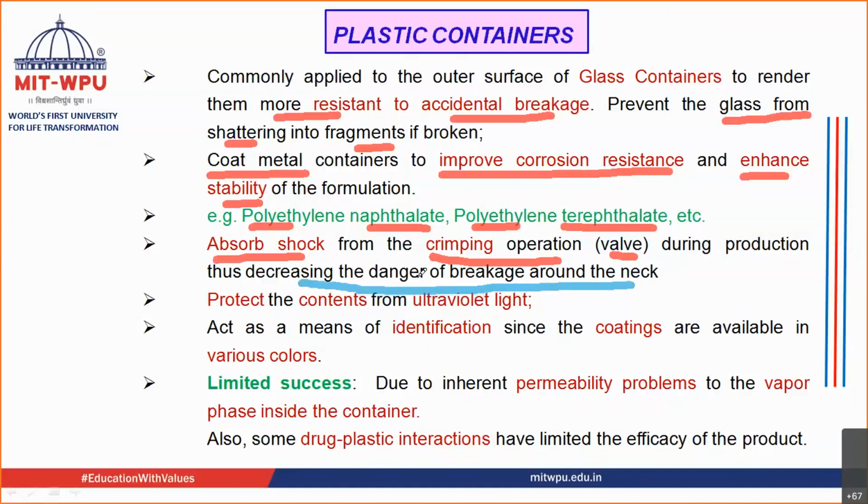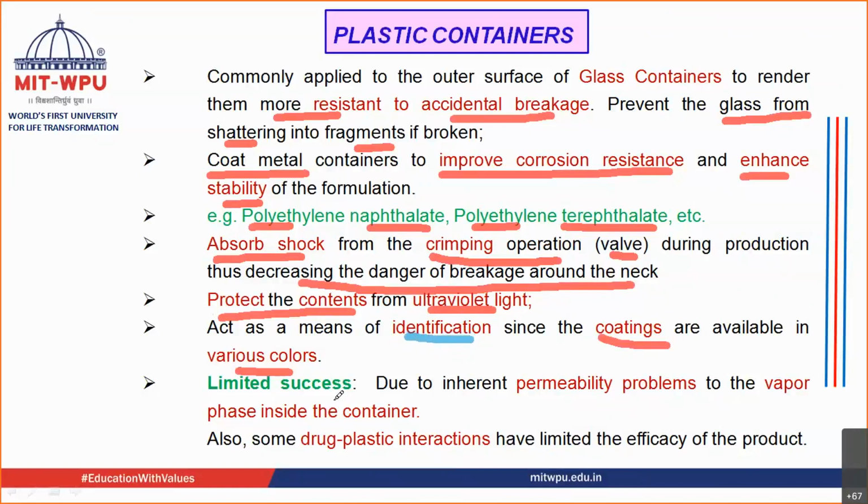Plastic also gives you an additional advantage that it protects the content from UV light. If you have a glass container, it is going to get exposed to UV light, and it may spoil or degrade your formulation. If you give it a plastic coating, it is going to protect the content from ultraviolet light. It also acts as a means of identification, because you can give different colors to your plastic coating, and as it gives different colors, it acts as a means of identification.